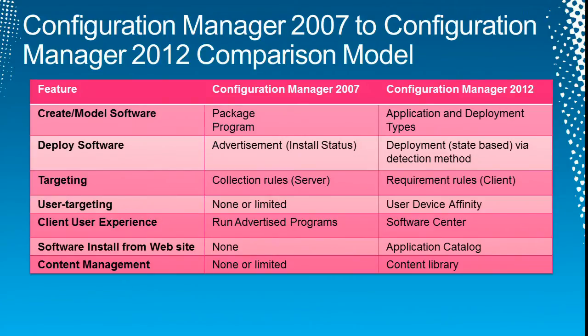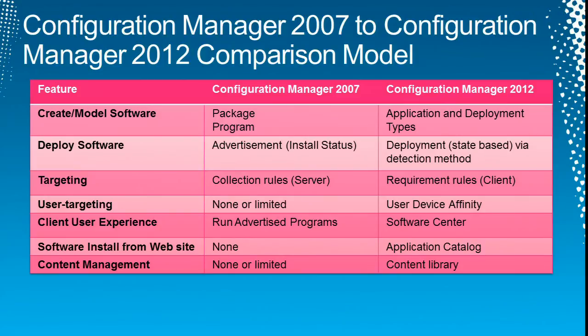Targeting, again, that's your collection rules that were based on the server side. Now it's based on the client side with your requirement rules. End user targeting, we didn't really have it, a little bit with that primary console user from Asset Intelligence. Now we have user device affinity, which we'll show you. We talked about run advertised programs versus Software Center, and then the application catalog for the web-based experience.